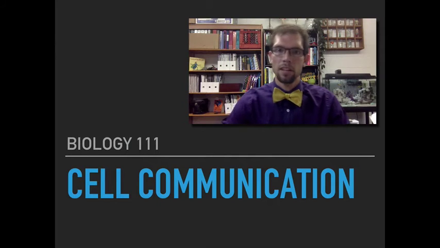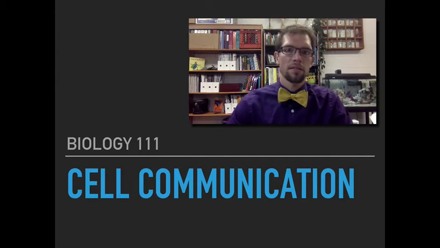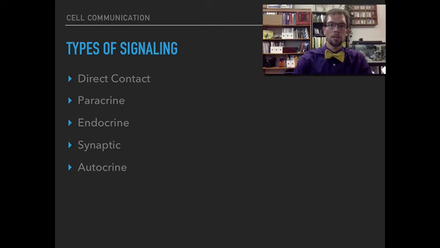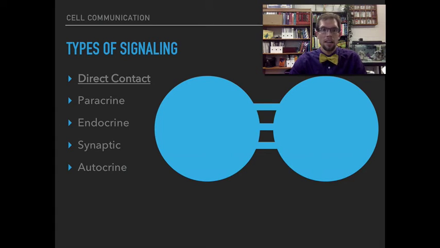Hello, this is Professor Johnson, and in this video we will be talking about some of the basics of cell communication. We'll start by looking at some of the essential types of cell signaling, and the types are all categorized by where their origin is coming from. So in direct contact, the two cells are directly contacting one another, so the molecules can flow freely between the two cells.